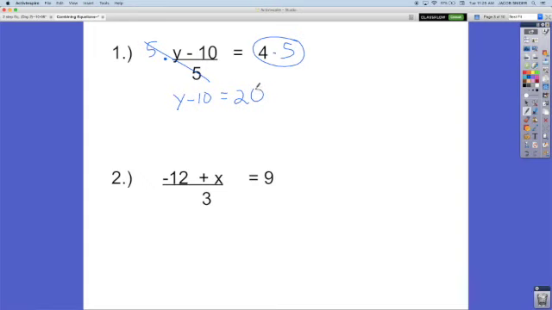Okay? Now from there, just a one-step equation. I think you can solve it from there. We did this once yesterday and the day before. So now it's minus 10. So the opposite of minus 10, plus 10. And y equals 20 plus 10. 30. Here we go.